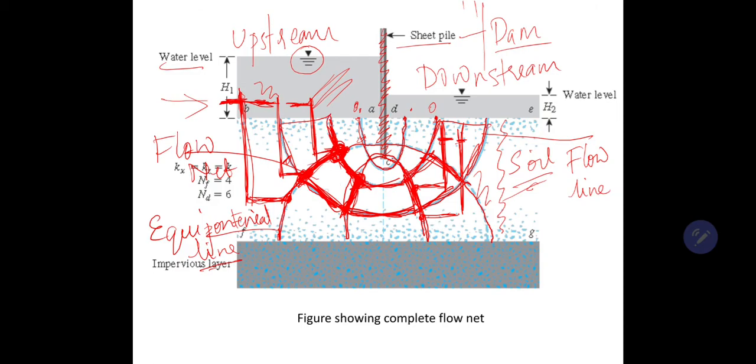So at all these places where two equipotential lines and two flow lines meet, the box that is formed is called the flow net. This is an explanation of what the flow net is and what the flow line is. This is the flow line, and this particular line is your equipotential line. Hope you understood this. Thank you.